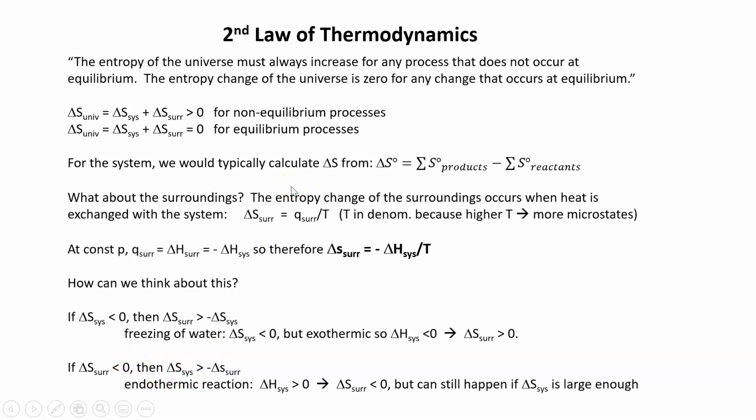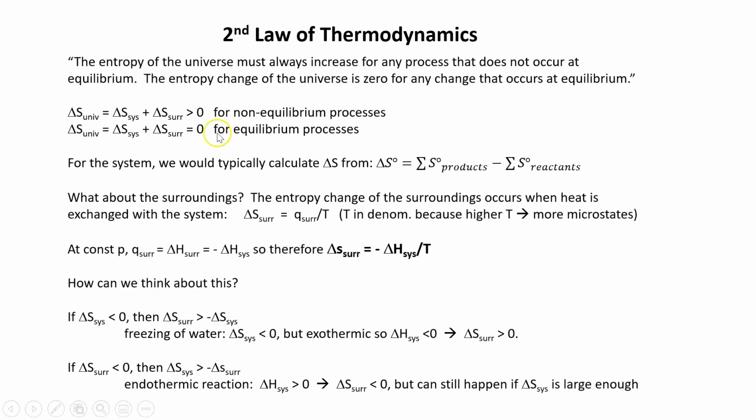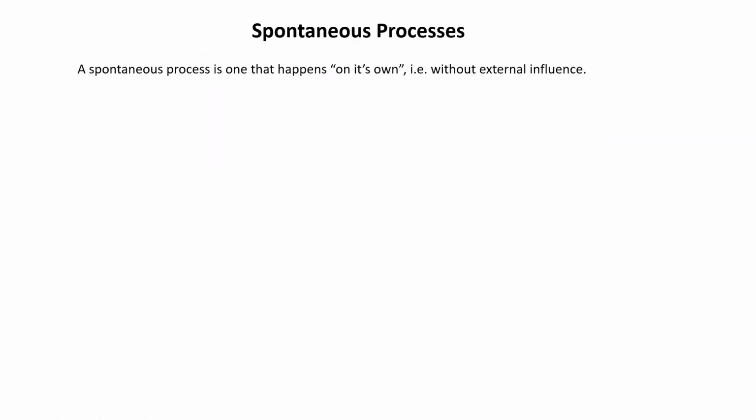Okay, so hopefully that gives you some sense of how this works in a qualitative way. Let's go on to talk about spontaneity, okay? So the idea of spontaneous processes, because what I really mean when we're talking about the entropy of the universe always increasing is that we're talking about spontaneity, spontaneous processes. A spontaneous process is one that happens, quote, on its own. So in other words, there's no external influence, it just works that way.